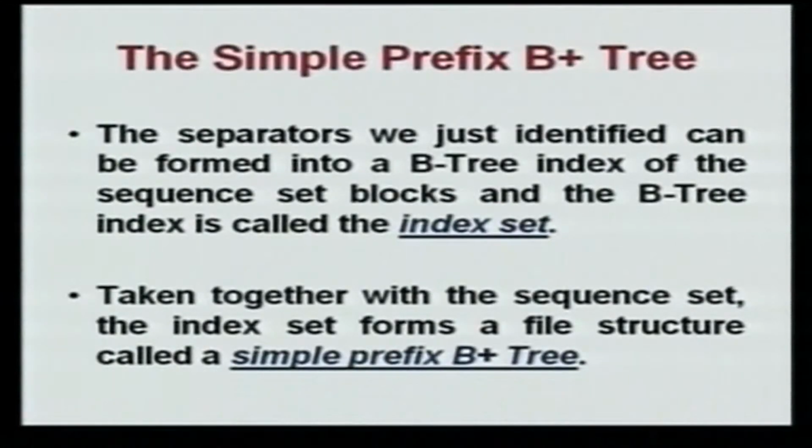So, I will repeat again. The separators that you have identified are now going to form a B plus tree index, which is called the index set, and that index set along with the sequence set. Remember what is a sequence set? A sequence set is the number of records that are stored in a block. Okay. So, that forms a file structure.